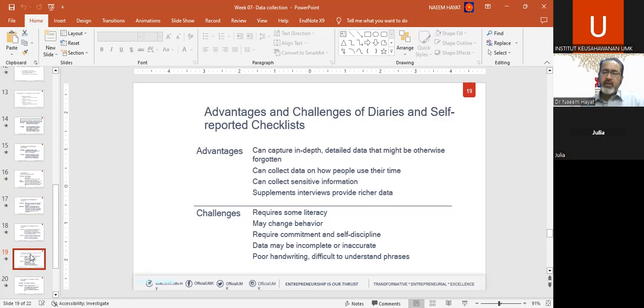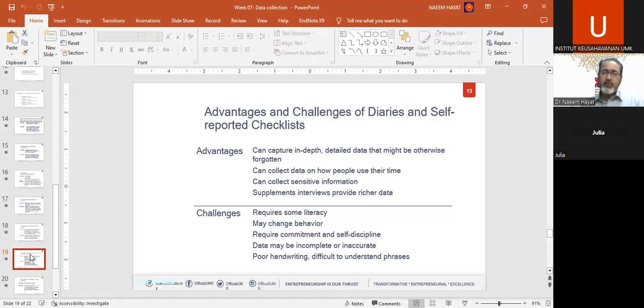It can give us an understanding of how people use their time, and can collect sensitive information, such as the issues a student is facing if they are writing a learning diary. Similarly, a manager's timeline, the issues they are facing, the hardship from top management or the immediate manager. So these are some of the advantages of having first-hand information. It can supplement interviews and provide richer data. You have a diary, then you have an interview, so triangulation of methods gives rise to a much broader understanding.